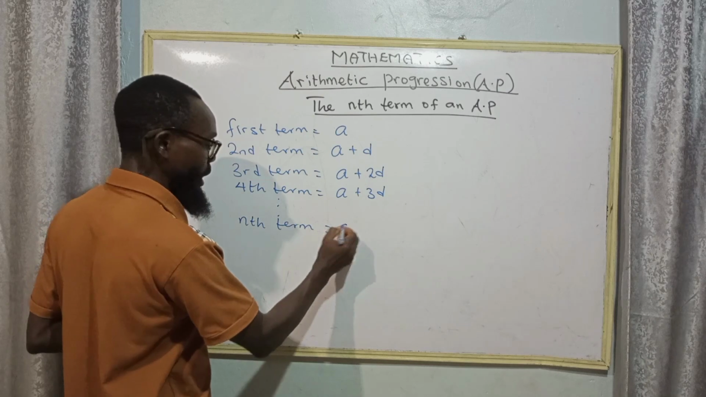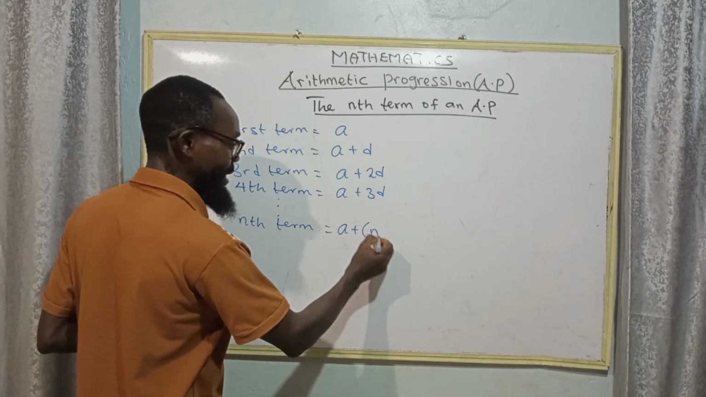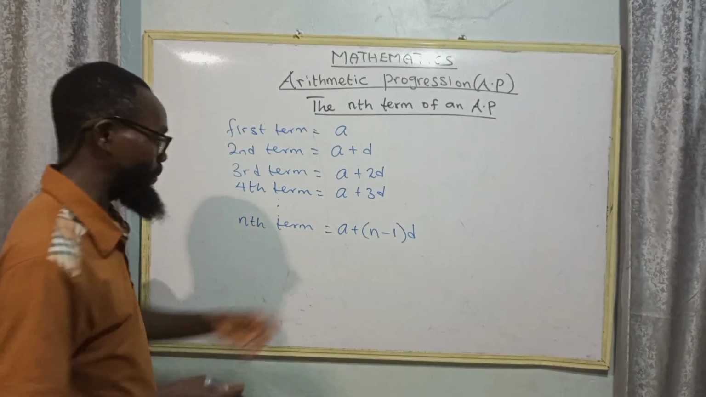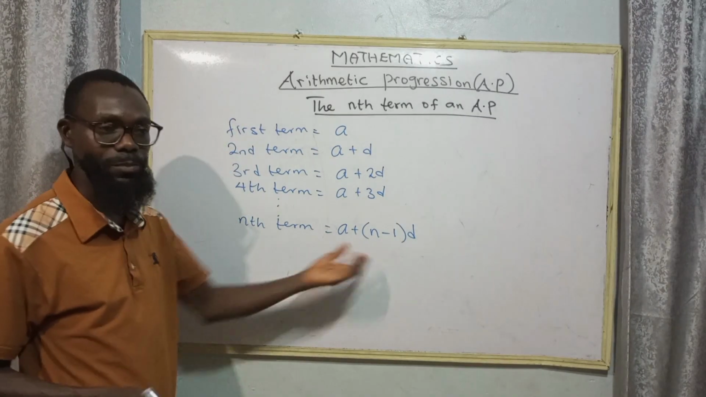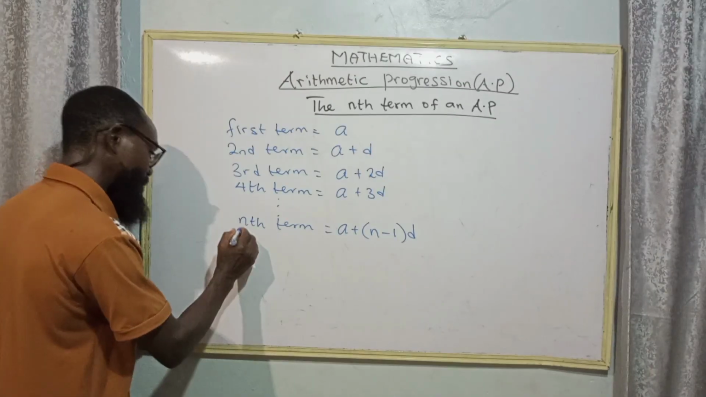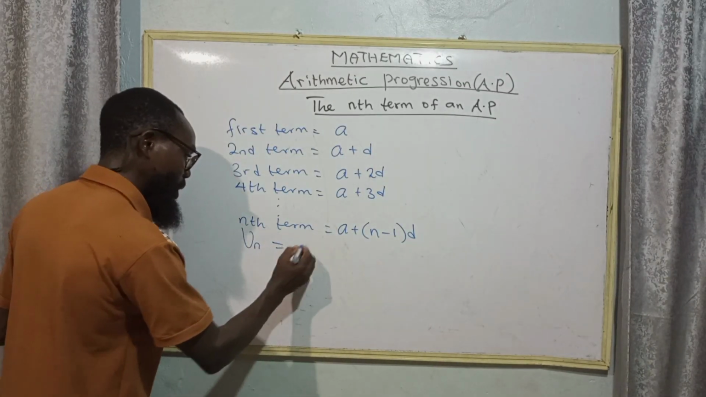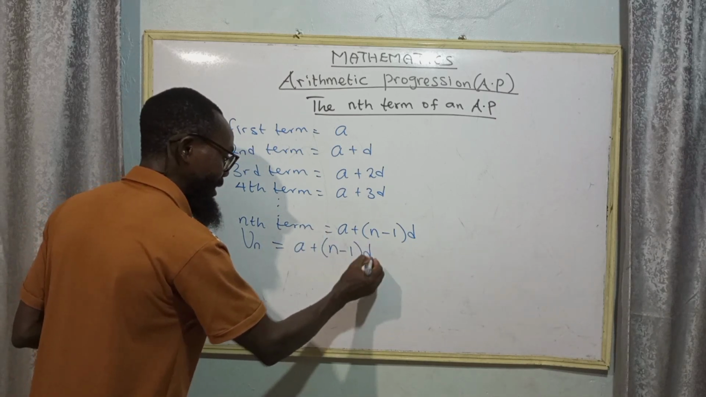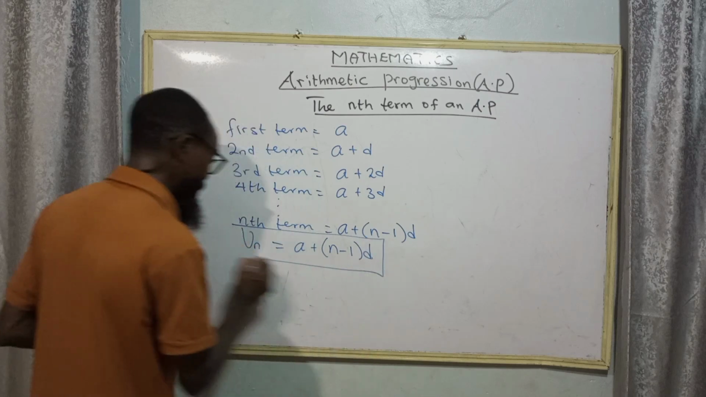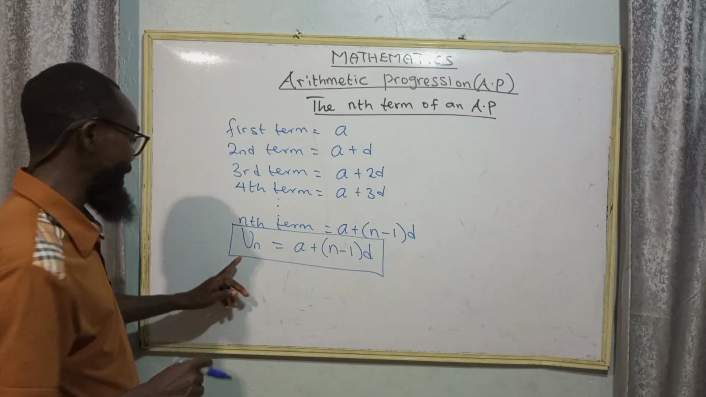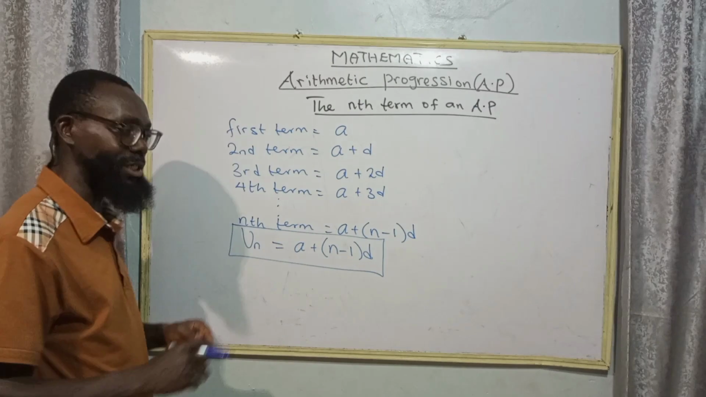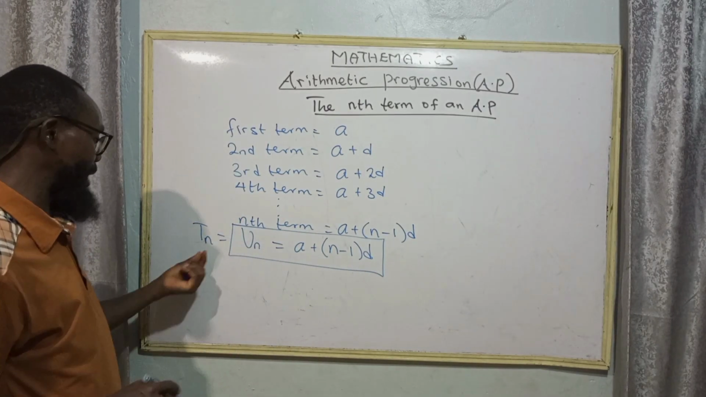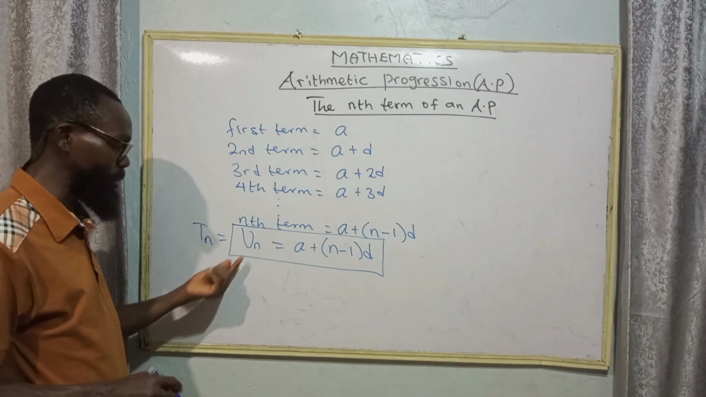The nth term will be equal to A plus, open your bracket, n minus 1, close bracket, D. Now, this is the formula for calculating arithmetic progression, which is denoted as Un equals A plus, open your bracket, n minus 1, close bracket, D. This Un can also be denoted by Tn. Some textbooks use Tn, while some textbooks use Un.